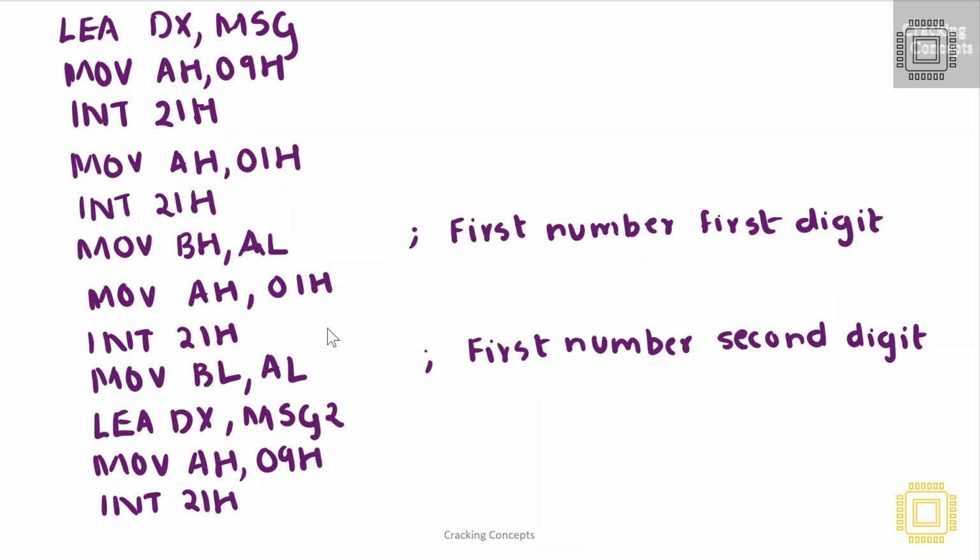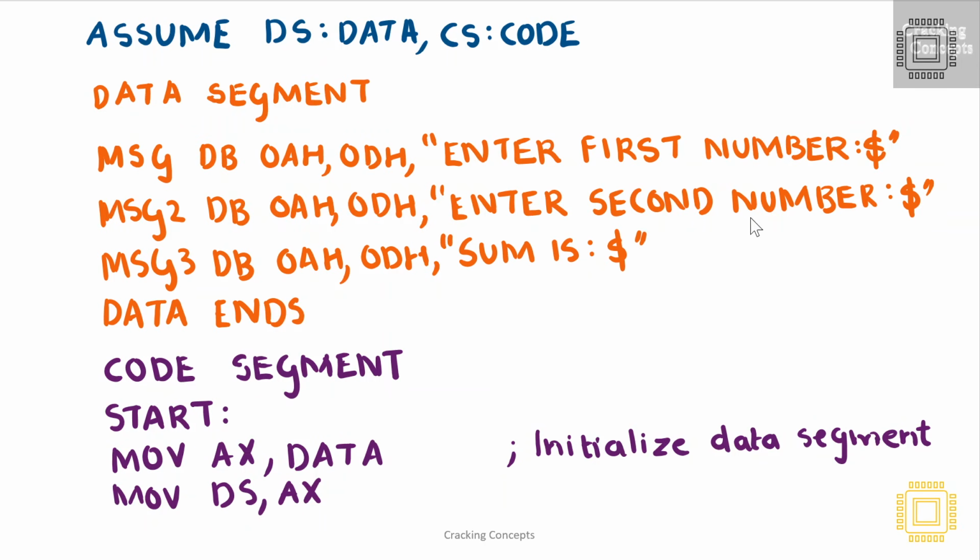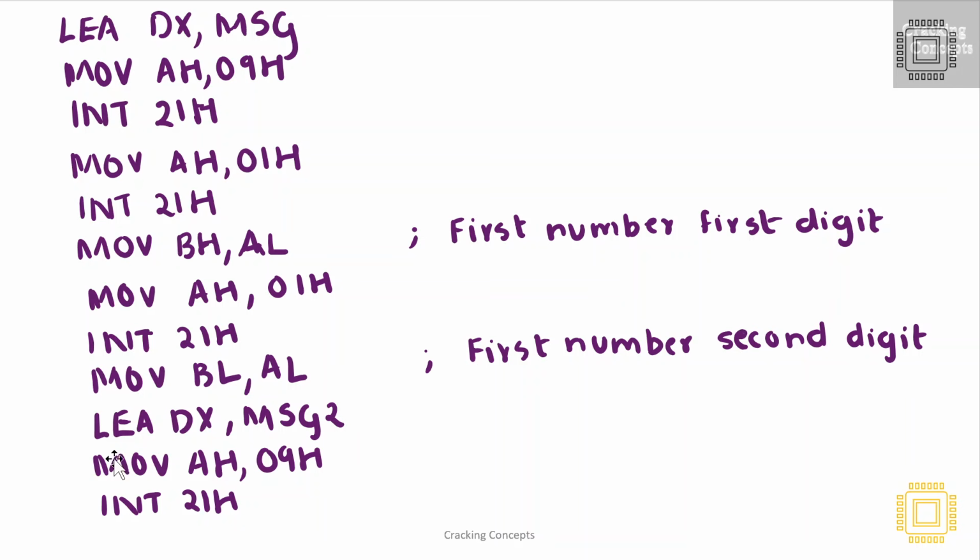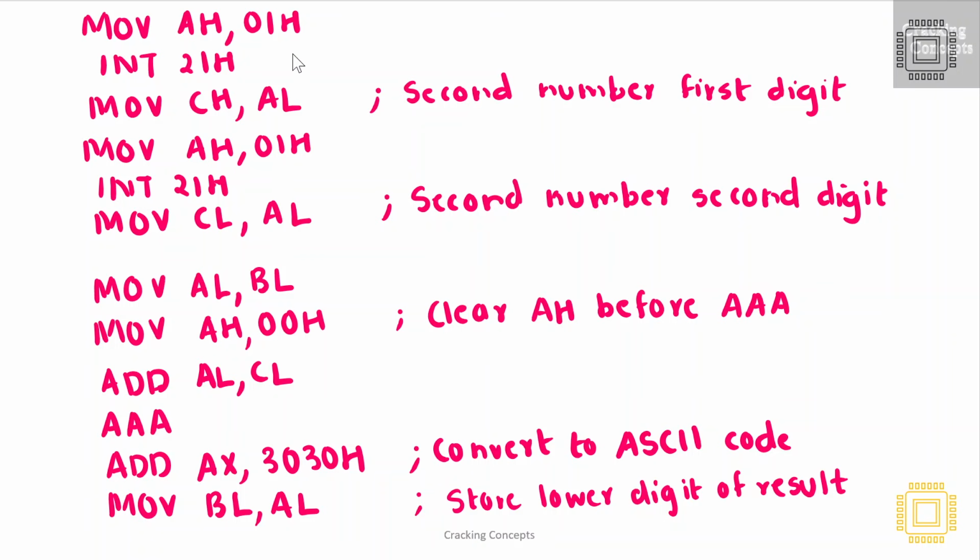Similarly, I'll read the second number. For this, the message is MSG2. So LEA DX, message 2; MOV AH, 09H; instruction INT 21H. I'm reading the first digit, and the value of AL will be copied to CH. Then the second digit of the second number will be read to CL. So I've got BX and CX.